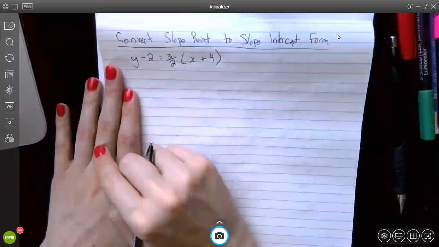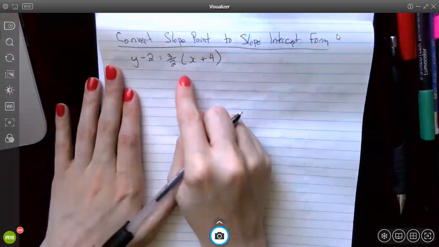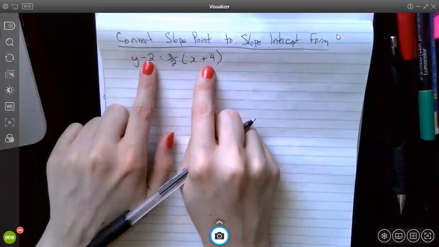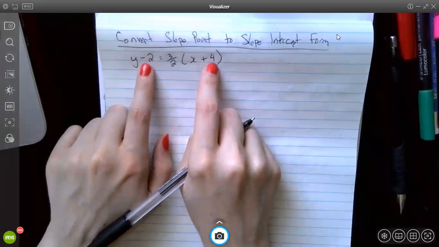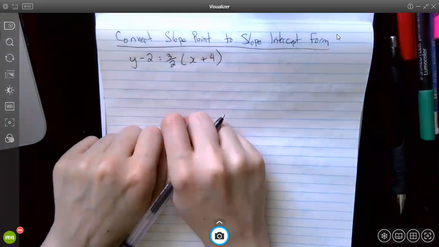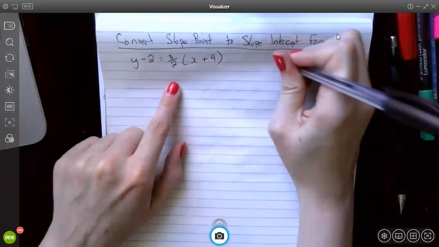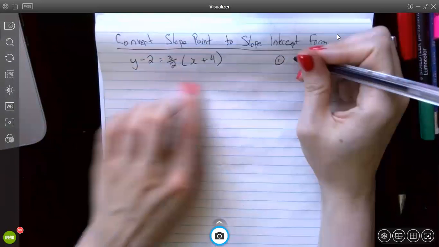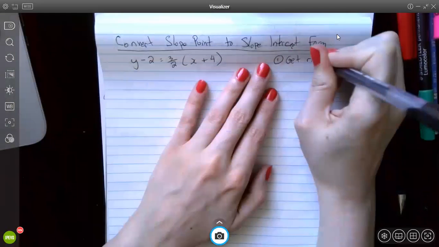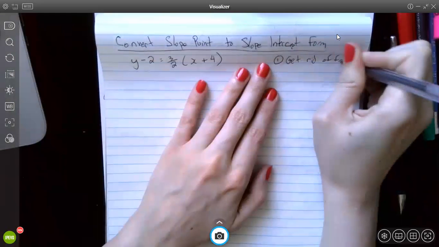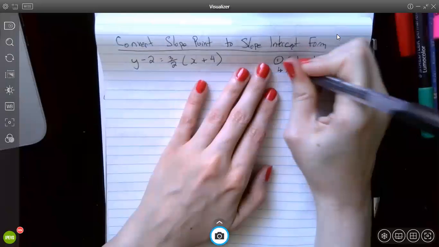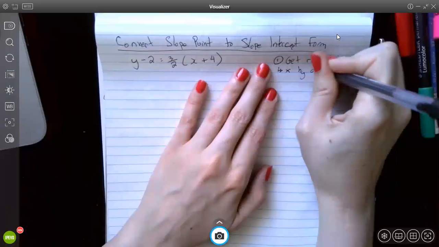Okay, let's say we have an equation like this, which has a slope of 3/2 and the coordinate -4, +2 would be the coordinate. To convert this into slope intercept form, the first thing you want to do if you have a fraction for your slope is get rid of the fraction. In order to do that, you have to multiply by the denominator.